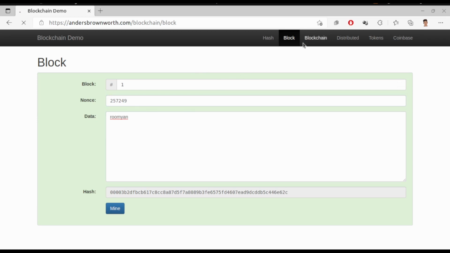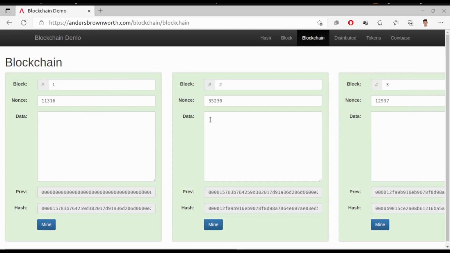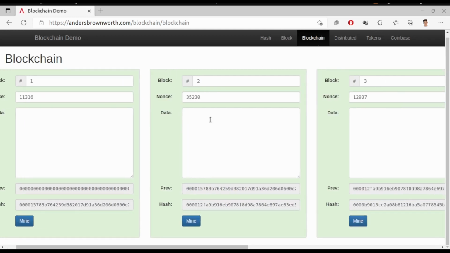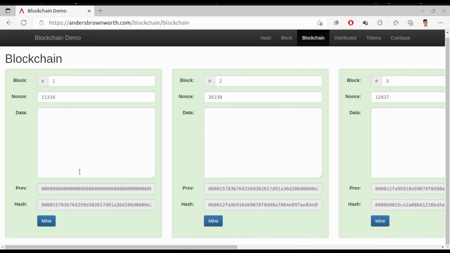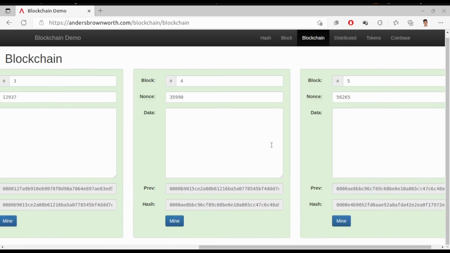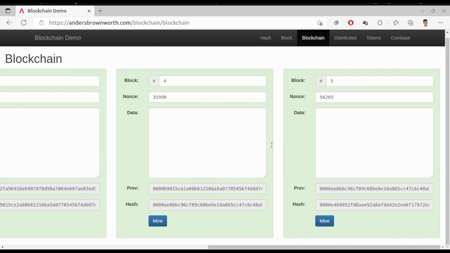Let's see about the blockchain now. So we have a blockchain with 5 blocks, and they are cryptographically linked. We can see the previous hash for the first block is null, since it is called the genesis block. For the second block, we have the previous hash, the hash of block number 1, and similarly for the rest. So we have 5 blocks.